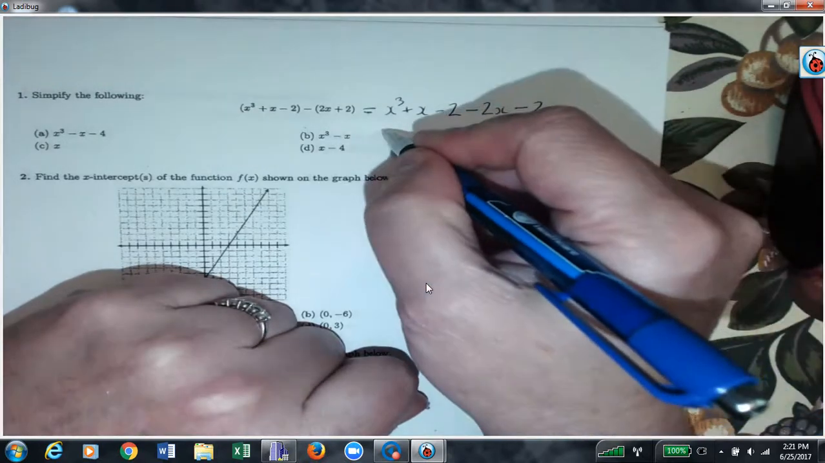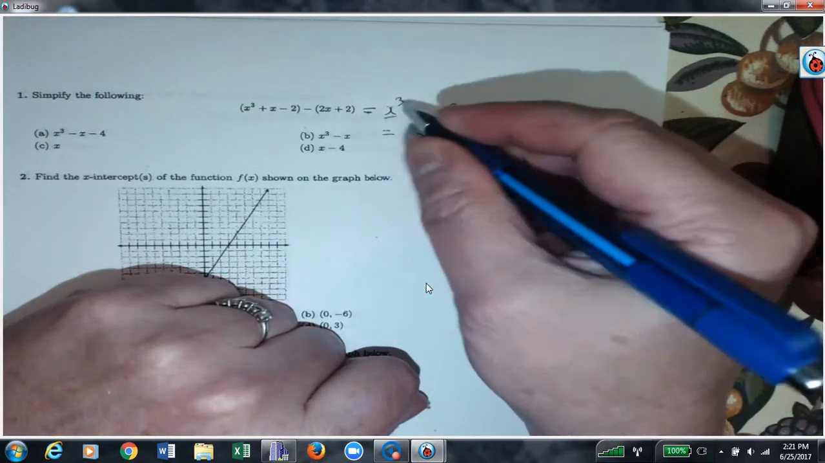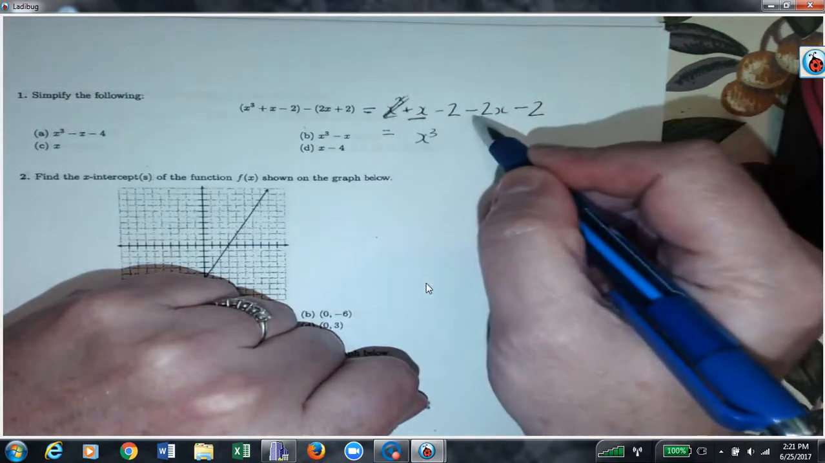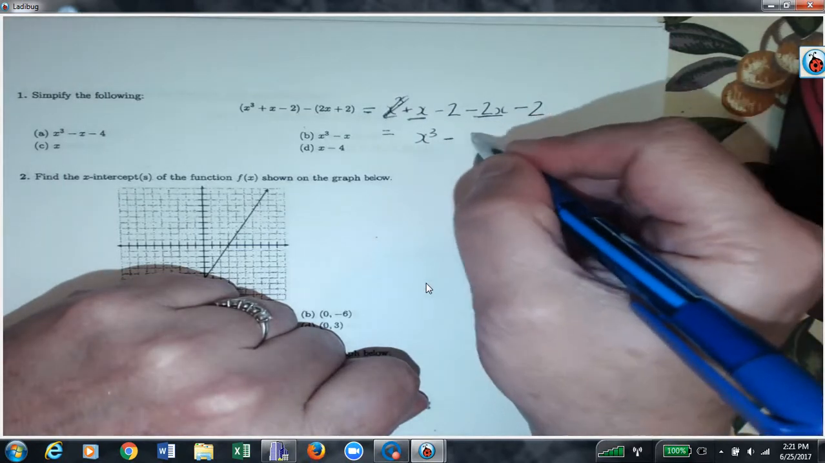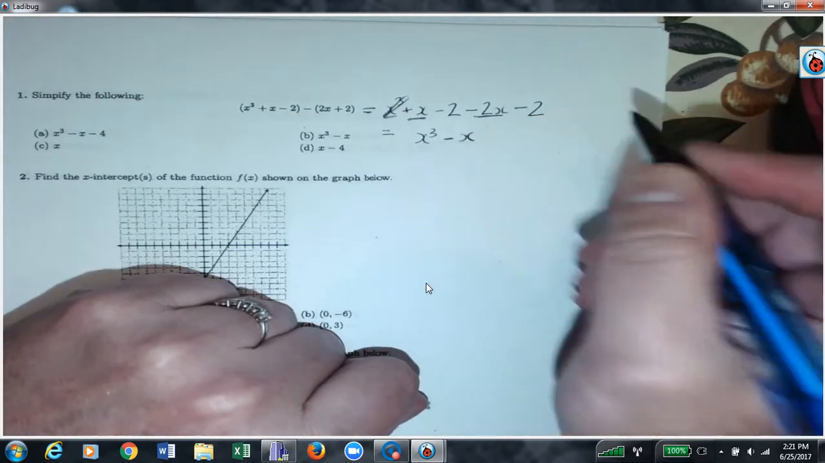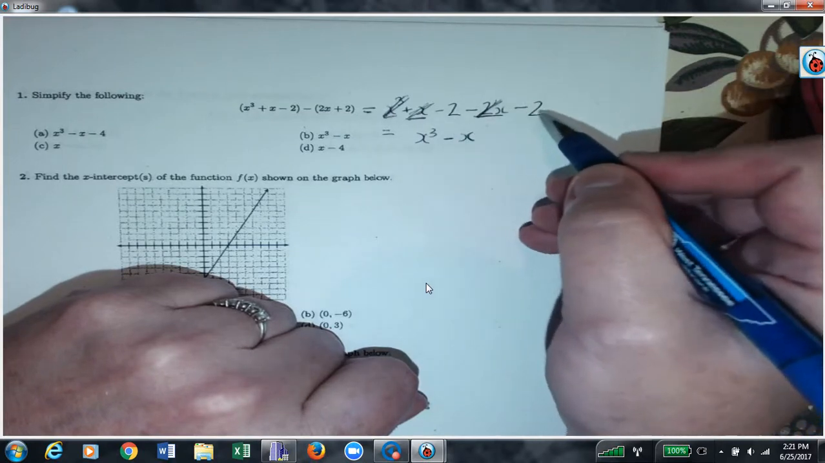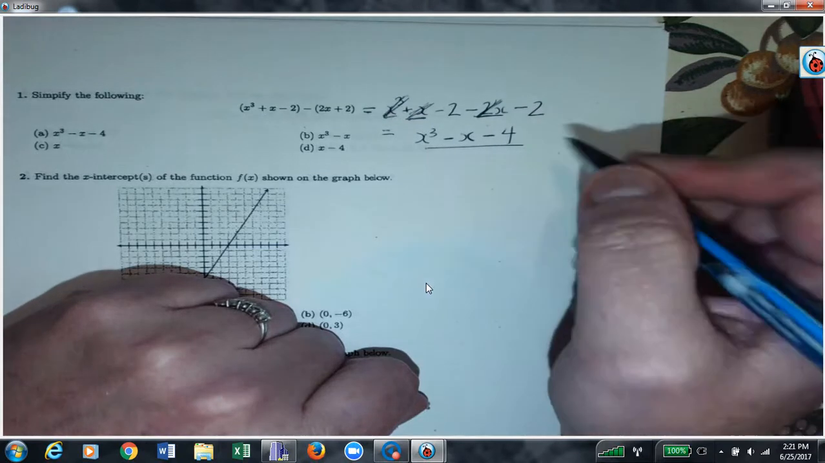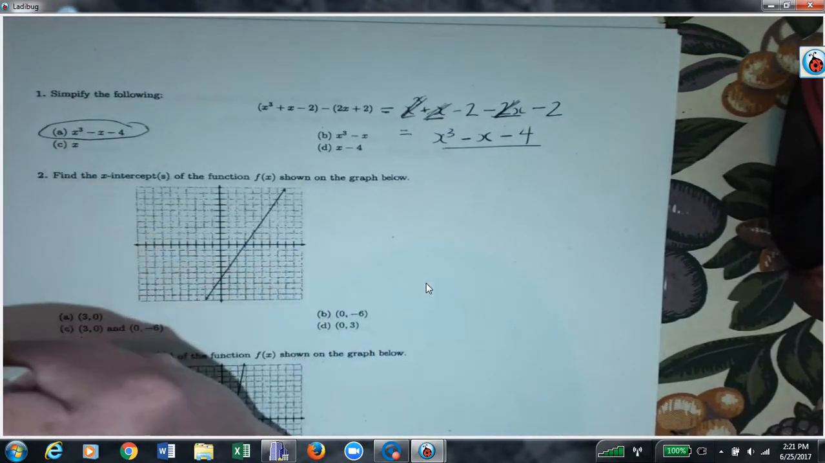So now I've only got one x cubed term, but I've got an x here and a minus 2x. So 1x minus 2x is minus 1x, just minus x. And then I have negative 2 minus 2, which is going to be minus 4. So I need to find the answer that looks like that. And my solution to number 1 is A.